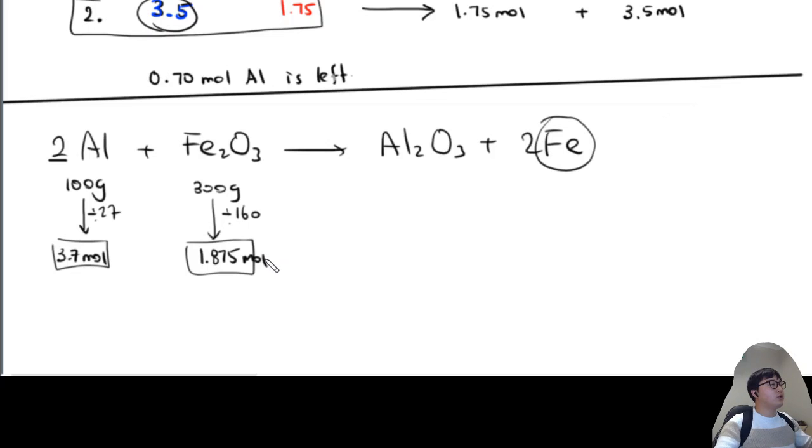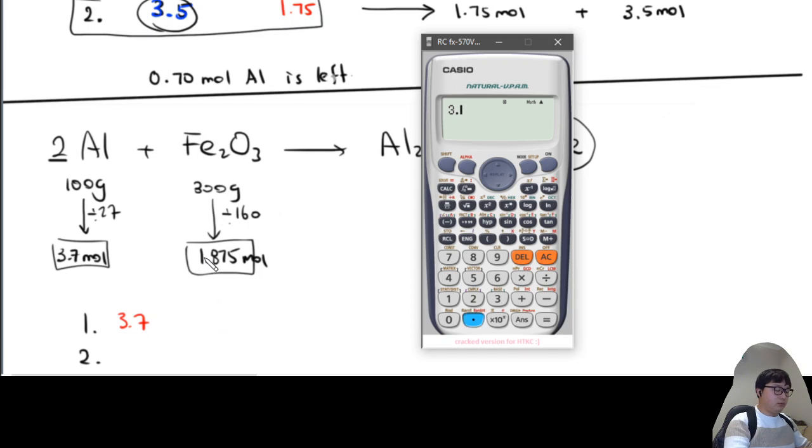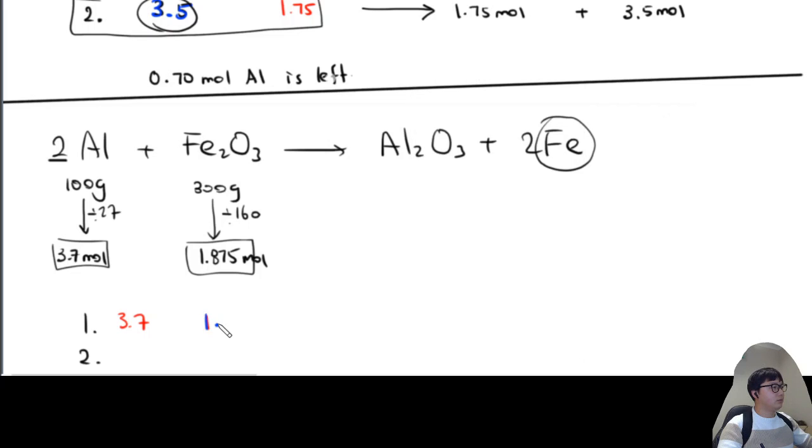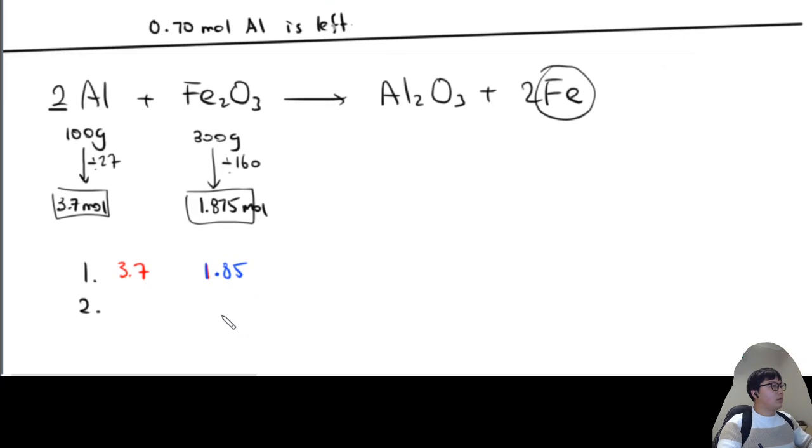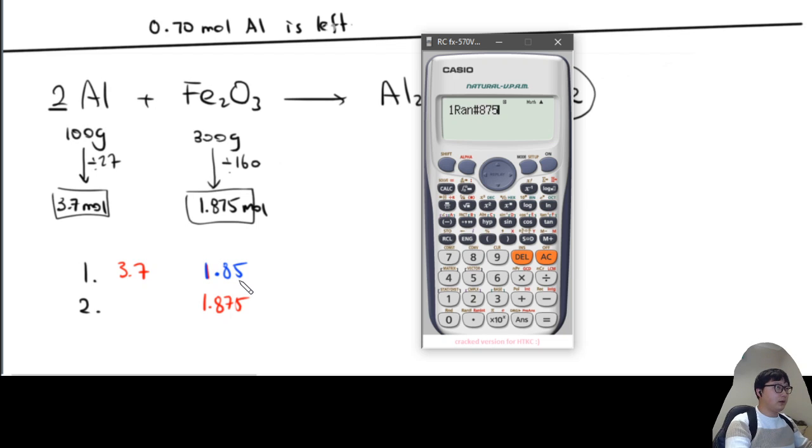So the previous question started from this level. They already gave you that and that, okay? And you had to work out which one's limited and which one's excess. Okay, so if you have 3.7, divide that by 2, because it's 2 to 1, you only need 1.85. Well, that's very close. And if you have to use all of 1.875, so it was pretty close.